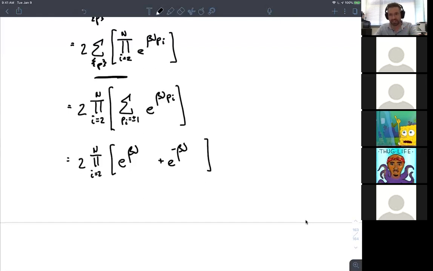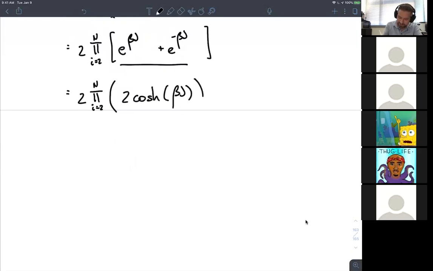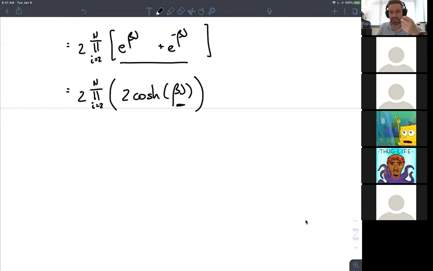Well, hell, this looks exactly like what we got the last time, right? This is our old buddy, the hyperbolic cosine again. So this is 2 product from i equals 2 to n, and this thing here is just 2 cosh beta J. So you can see the answer that we get is more or less exactly the same thing that we got last time, just the argument of the cosh is a function of J instead of B.